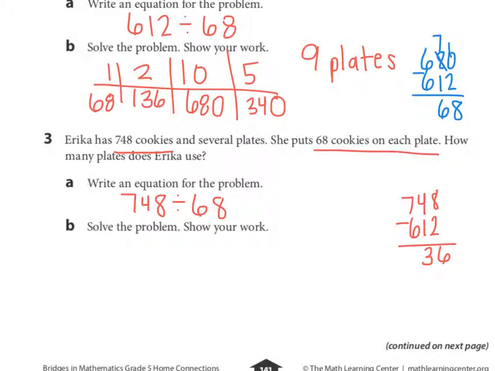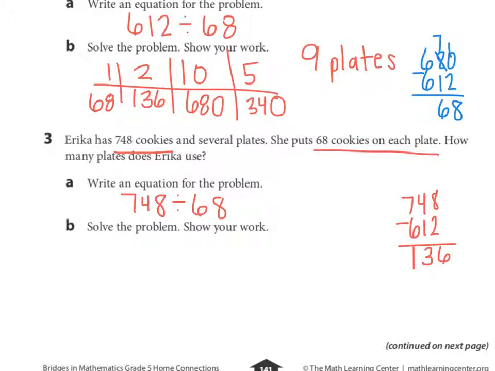No, that's not right. Sorry. 136. Oh, and look here. I look at my ratio table. Do you see 136 here in the ratio table? That's right. 136 is 2 groups. So if 748 is 2 groups of 68 more than 612, what do you think our answer is going to be for number 3? That's right. The answer must be 11 plates.